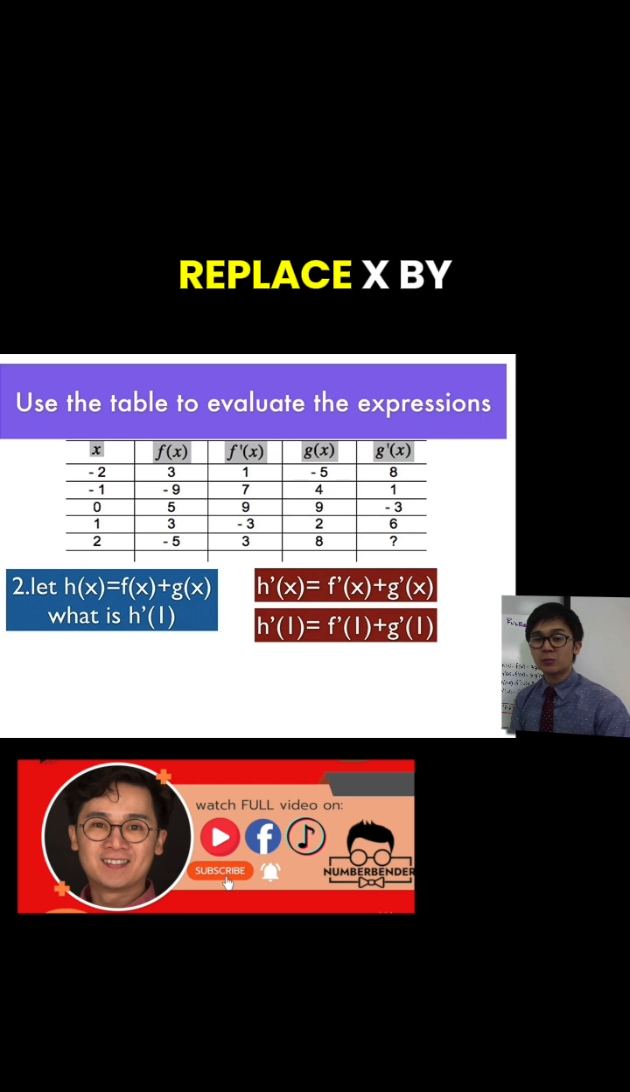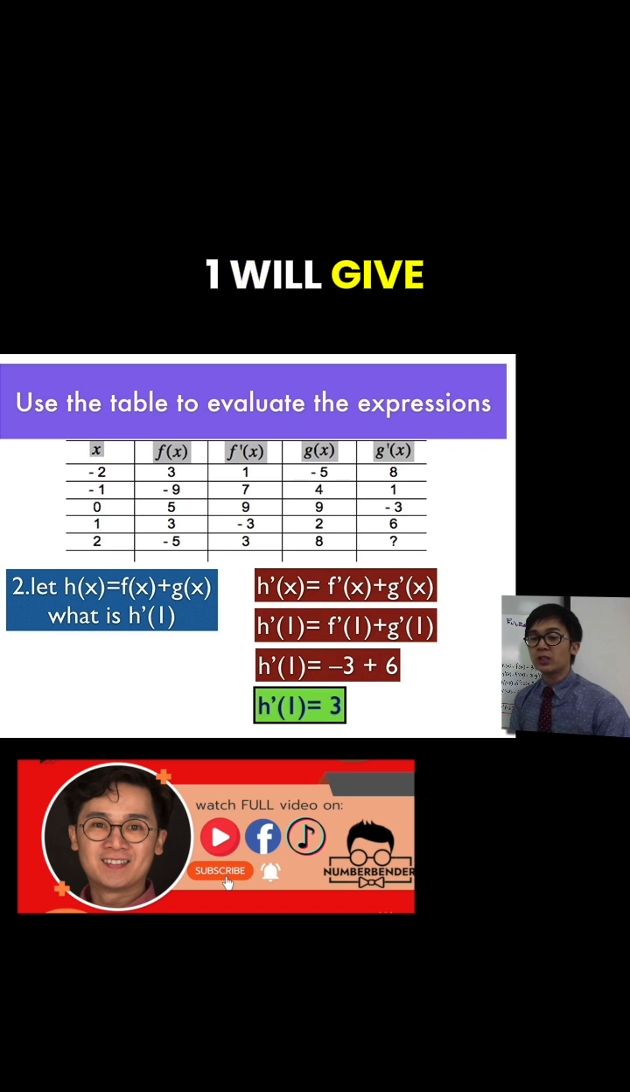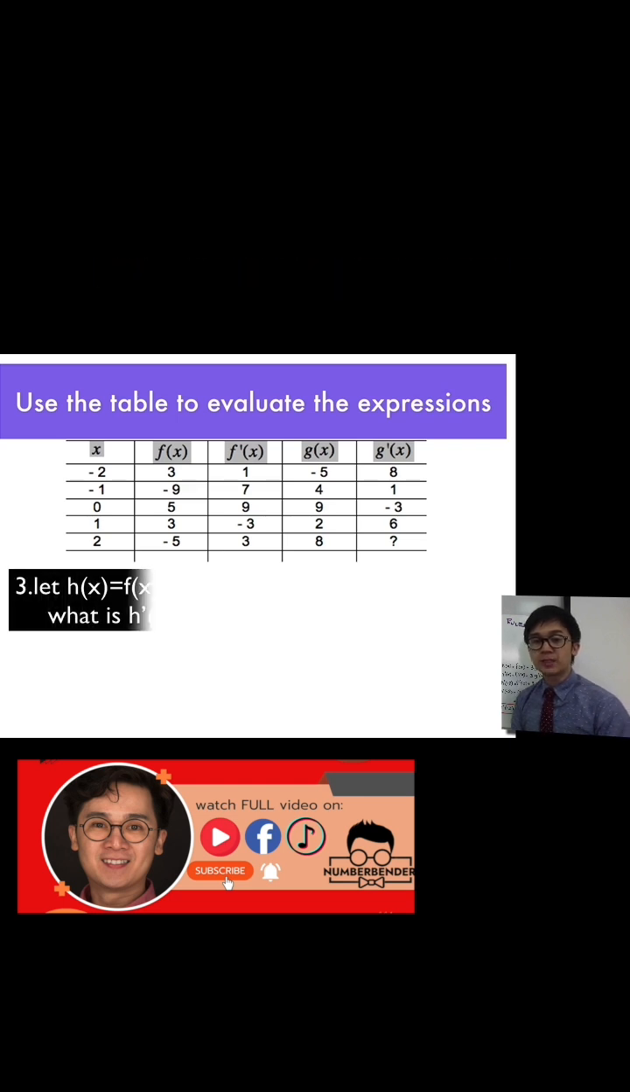Now we can use our table in finding f prime of 1, which gives us, for f prime of x, replace x by 1, negative 3. And g prime of 1 will give us, for g prime of x, go look at 1, and it will give you 6. So by simplifying our expression, h prime of 1 will give us 3. So that is the derivative of h of x at x equal to 1 using our table. Now let's have another example.